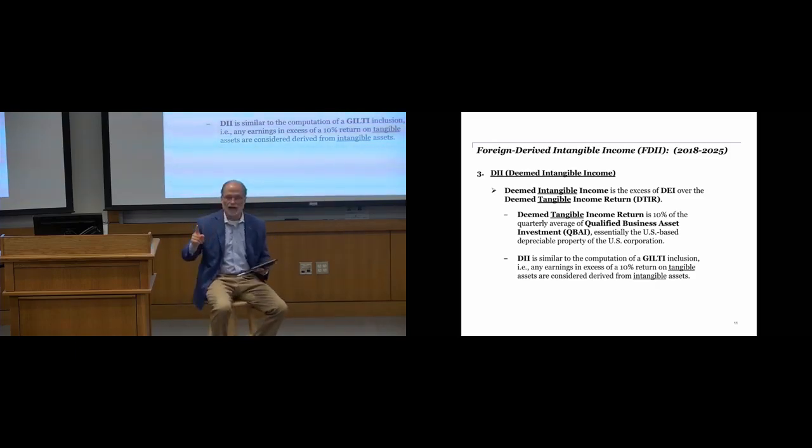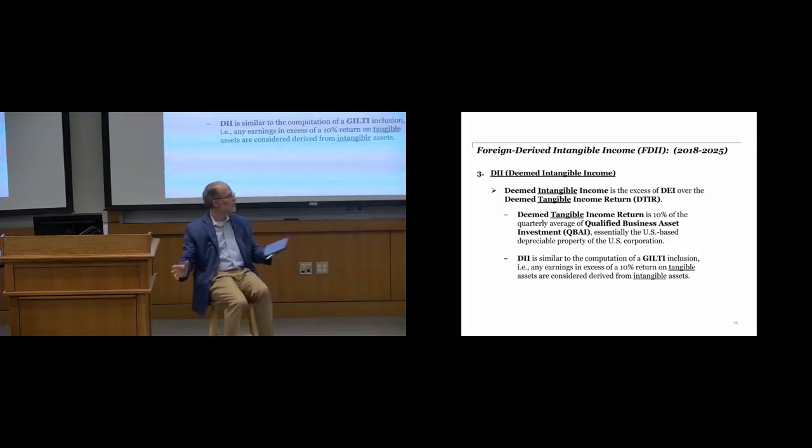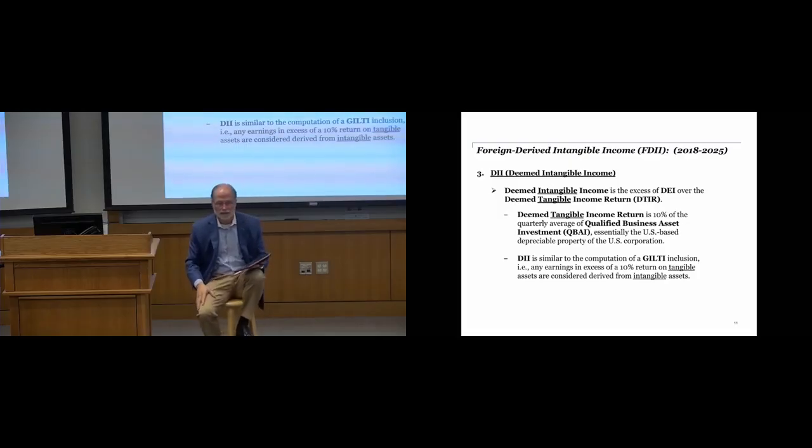Okay, so now I've done my DEI. I know what that is. So that's all income less this stuff that has a foreign kind of component to it, if you will, a foreign kind of attribute to it. Pull that out. Now I've got my DEI. Now I have to compute my DII, my deemed intangible income. And that's the excess of DEI over my deemed tangible income return, and that is simply 10% of my quarterly average of qualified business asset investment, QBAI.